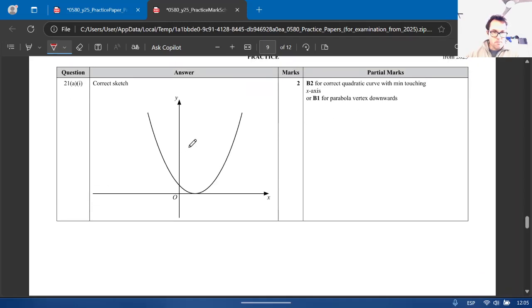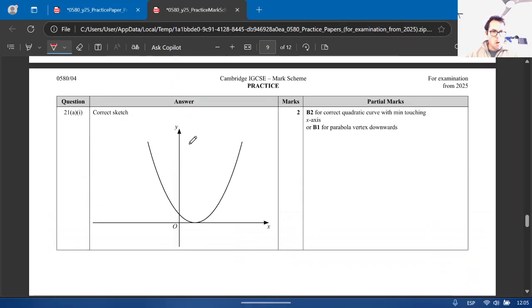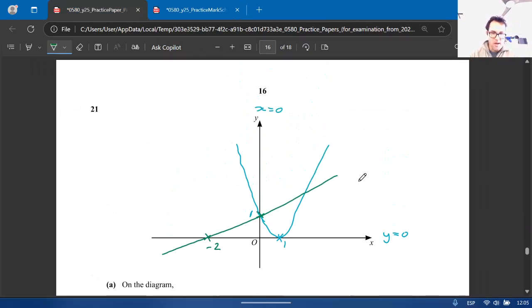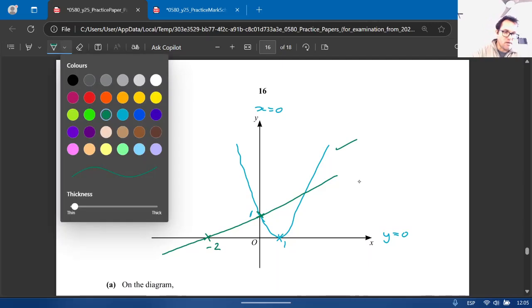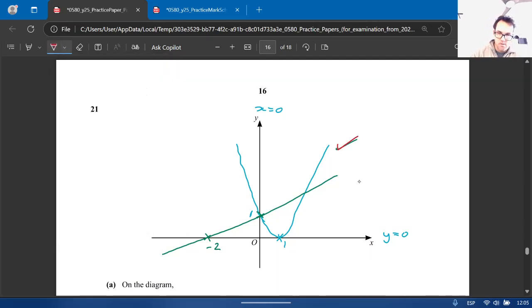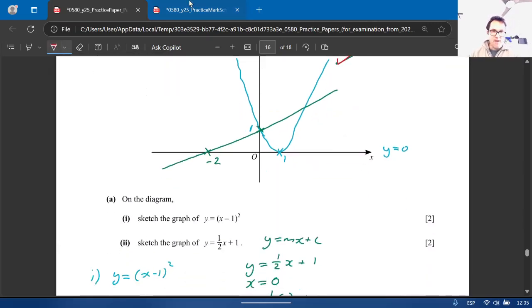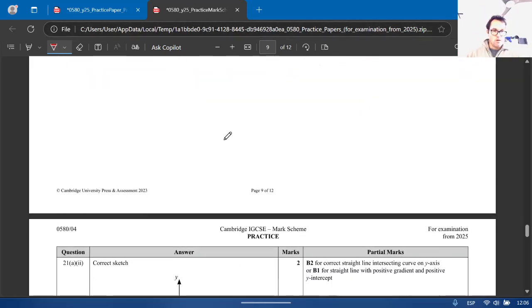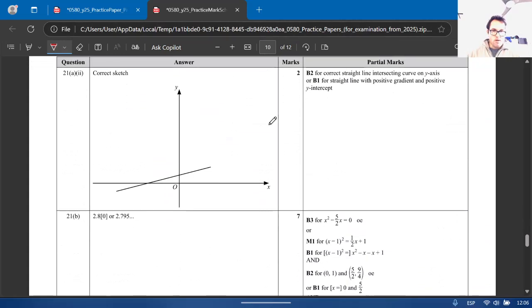Okay, the mark scheme. They want you to actually say where it crosses. So if you just got the shape right and the right position, that's 1 mark. They say if it's upside down, then you get 1 mark.